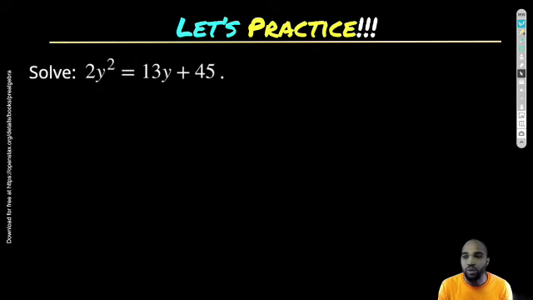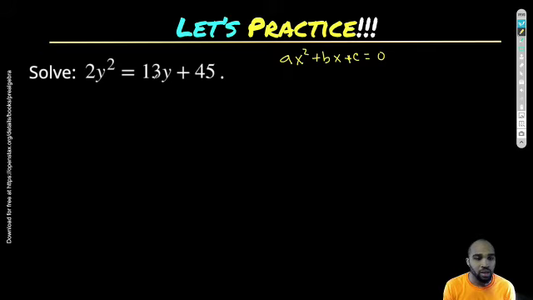All right, what about this one here? So I need to get this into standard form, and by standard form, remember I'm talking about ax squared plus bx plus c equals 0. Currently, I have it not in standard form. I have the ax squared here, and I say x, but it doesn't matter what variable. The idea is to get everything on one side and set it equal to 0.